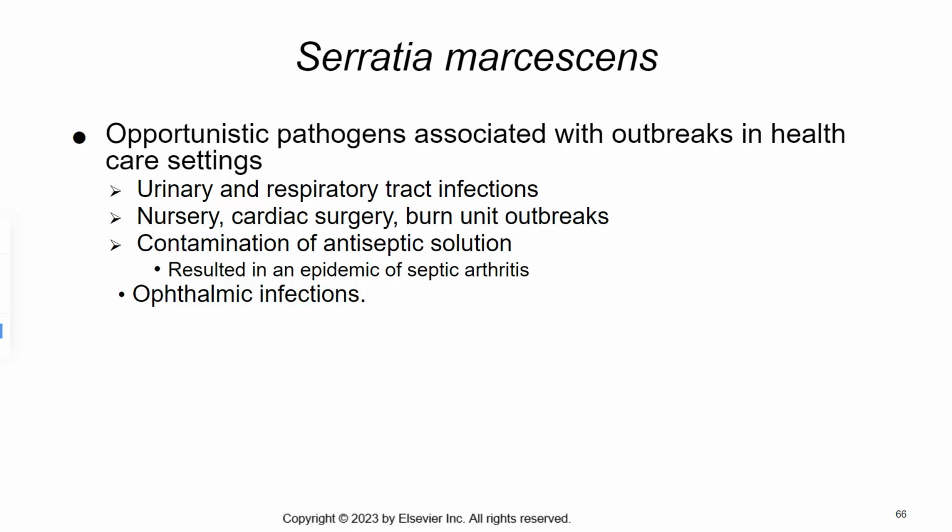These are opportunistic pathogens associated with outbreaks in healthcare settings: urinary and respiratory tract infections, nursery, cardiac surgery, and burn unit outbreaks, contamination of antiseptic solution, and eye infections.